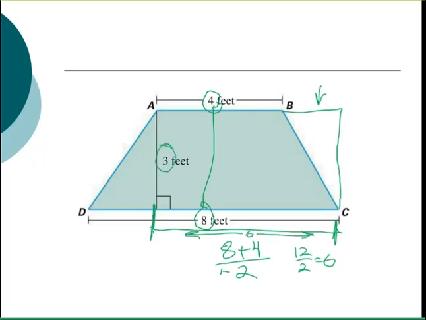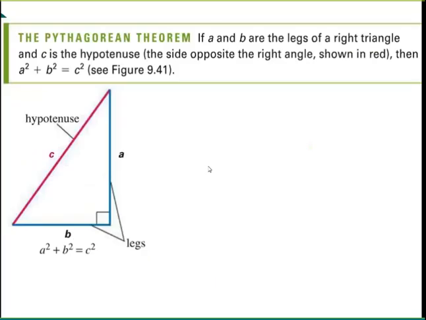We already know that the height is 3, so if I want the area of this trapezoid, it's 8 times 3, and that gives me 24. That is the area, in square feet, so feet squared, that my trapezoid covers.